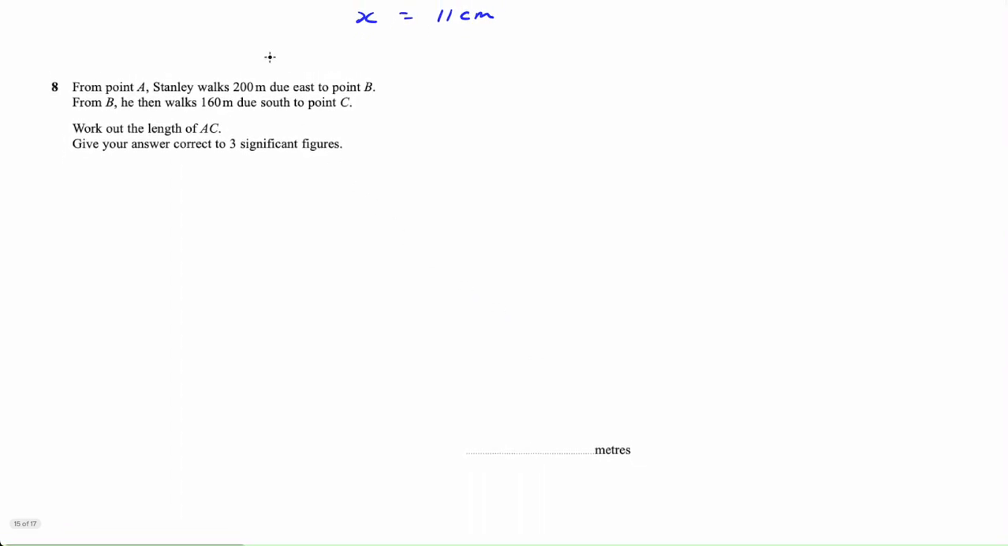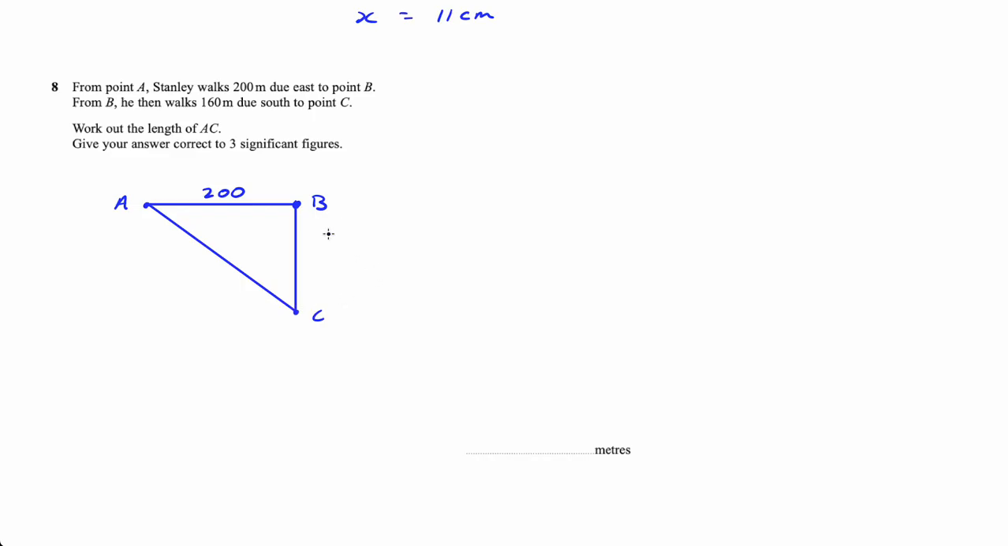My second one, you don't actually see that it's not obviously a Pythagoras question, because Stanley is going to walk from point A here 200 meters east to point B. Okay, so he's going east to point B, and that's 200 meters. He then walks south to point C, due south. Now, guys, you need to know your north, south, east, and west. And then it says work out the length of AC.